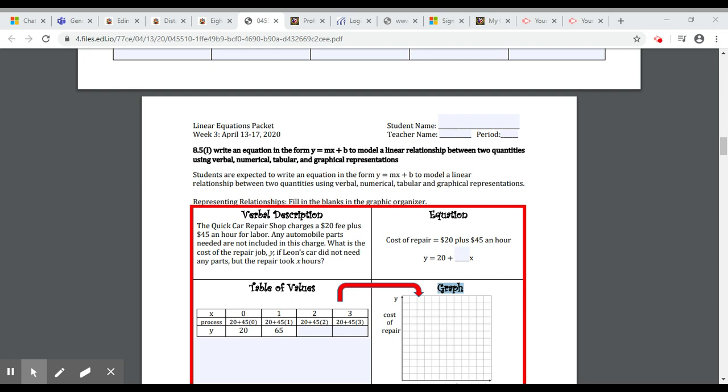Okay, so we are in week 3, and we are going over TEAC 8.5i. Basically it says to write an equation in the form of y equals mx plus b, which is our slope-intercept form, to model a linear relationship between two quantities using verbal, numerical, tabular, and graphical representation.